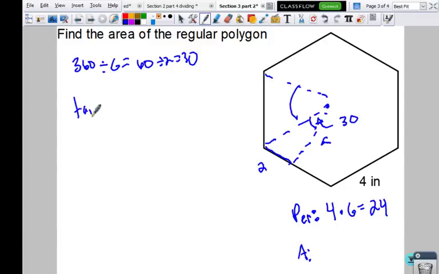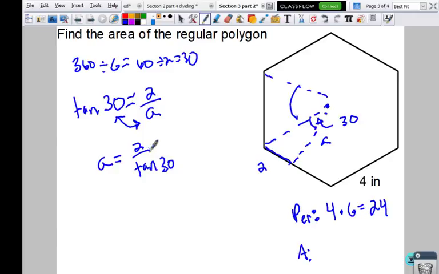I can set up tangent. I'm going to go tangent of 30. It's going to equal opposite, which is 2, over my adjacent, which is my apothem. And we can go through and solve. And you know what? Let's make it easy. I'm dividing by A, right? So before we do tangent of 30, let's just put these down. And let's go A equals 2 divided by tangent of 30. And we can actually plug 2 divided by tangent of 30 straight into Desmos.